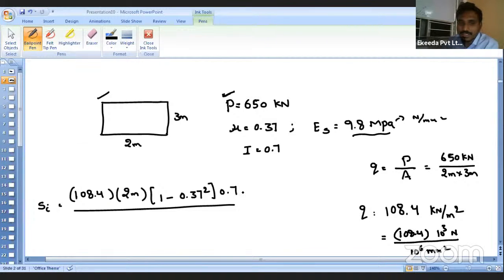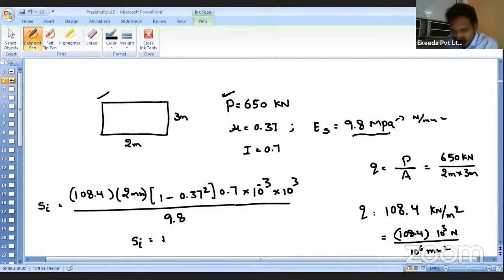So if I substitute it here, 10 power 3 and 10 power 3, so here 10 power minus 3 will come. Here it is 2 meter. If I convert into mm, again I have to multiply by 10 cube. Then I can directly take the E value in newton per mm square, that is directly 9.8. So if I solve this, we will get the immediate settlement to be around 13.44 mm. So it is just a direct formula based question.